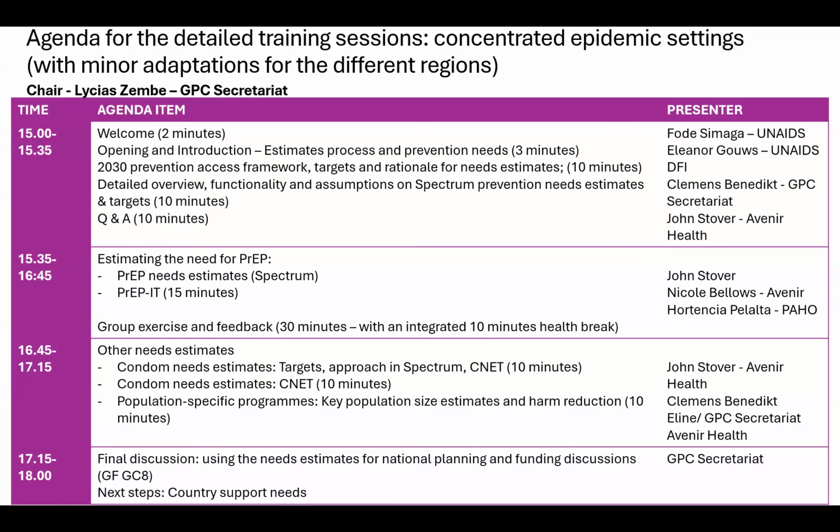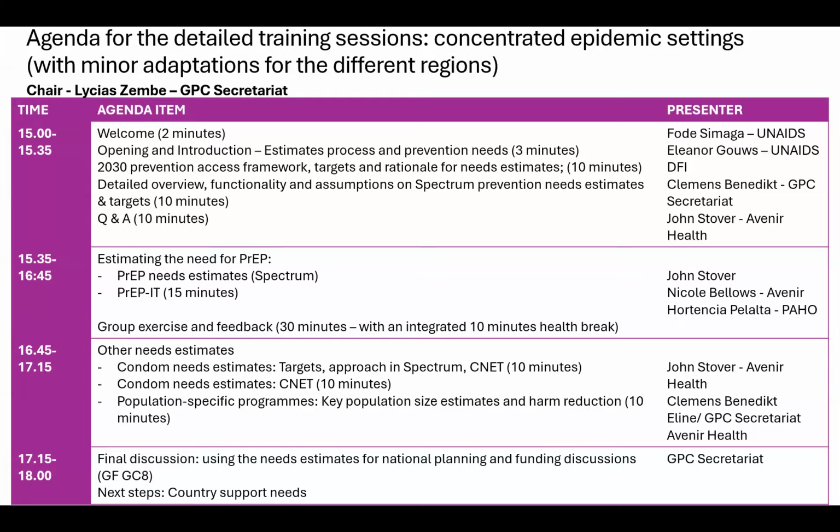estimates. Then Clemens, also from our team from the Global HIV Prevention Coalition Secretariat, to provide us a link with the Prevention Access Framework 2030, looking into the targets and the rationale for these needs estimates. Then we'll hear from Avenir Health. Rob, who is here in place of John Stover, is going to present a detailed overview, functionality and assumptions of the Spectrum Prevention Needs Estimate suite of tools, linking to targets as well.